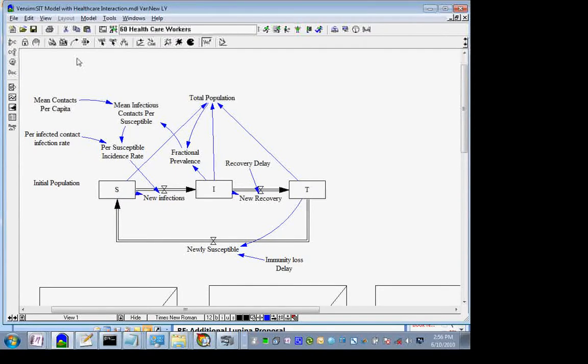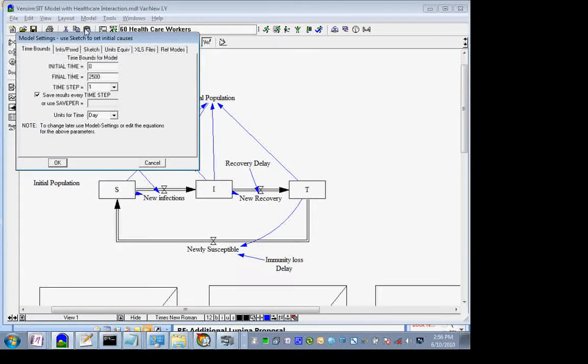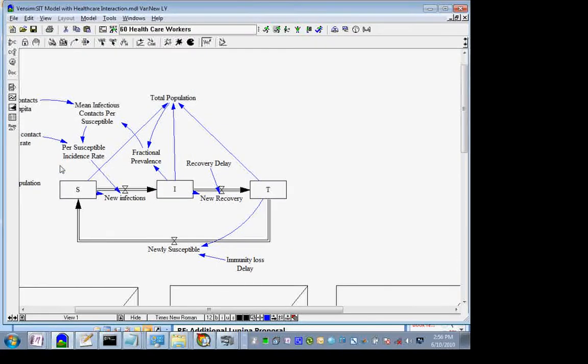So where would you specify that? Is it in Vensim? Unit checks? No. Model, settings. Do you remember this? You folks have seen that before, I think. This is where you set the initial time. Have you ever noticed? What is that? That's the unit for time. That's the yardstick by which time is measured. Arguably the most important unit in the whole model.